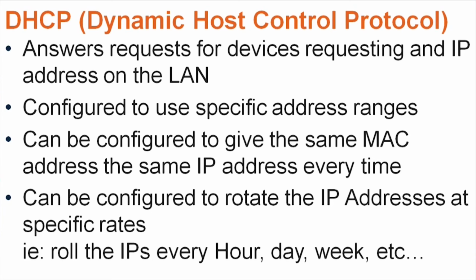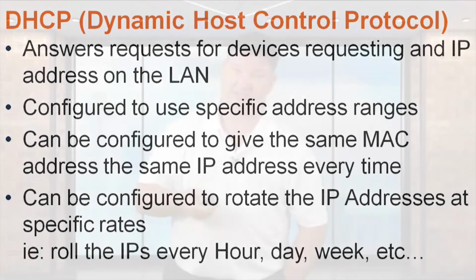So DHCP answers requests for devices requesting an IP address on the LAN. They're configured to use specific address ranges and can be configured to give the same MAC address the same IP every time. We talked about that. It can be configured to rotate the IP addresses at specific rates: roll the IPs every hour, every day, every week, etc. There's some people out there that are trying to roll the MACs with strategy at random times so that malware gets all messed up when they're trying to report back and things like that. Kind of crazy stuff. Some tactics that they're trying.